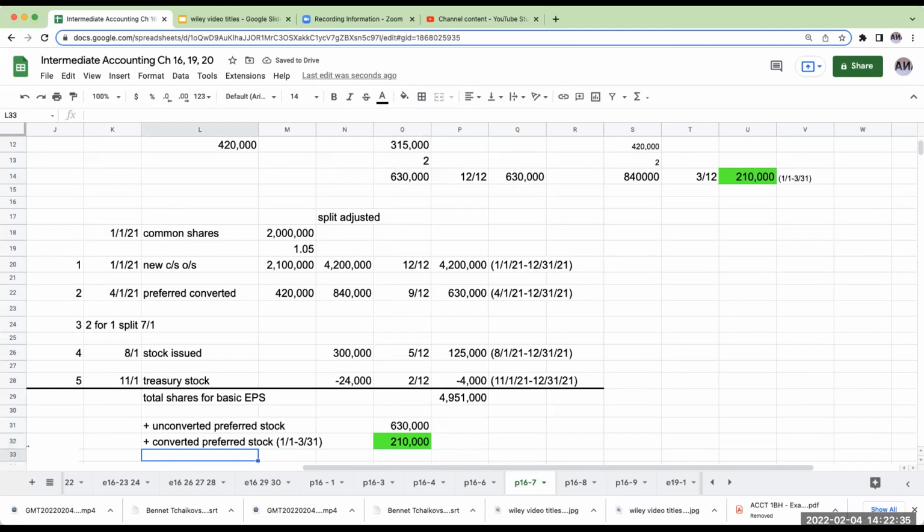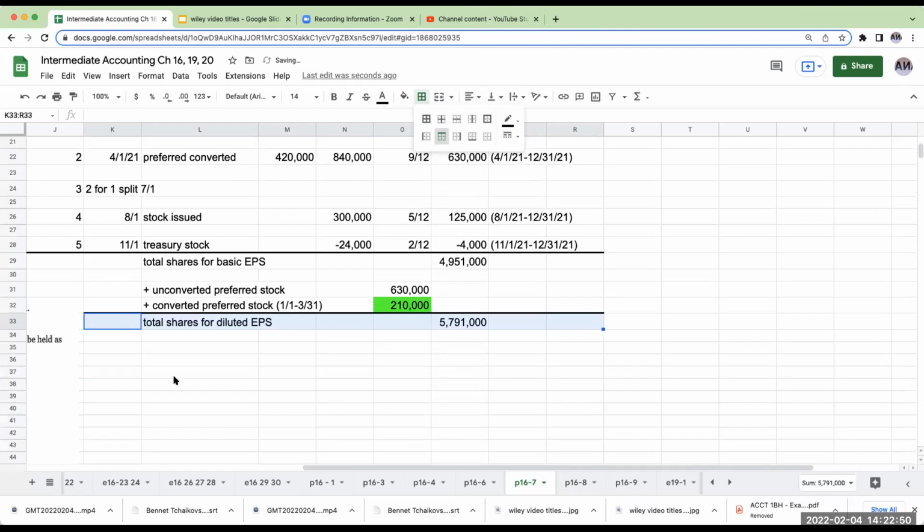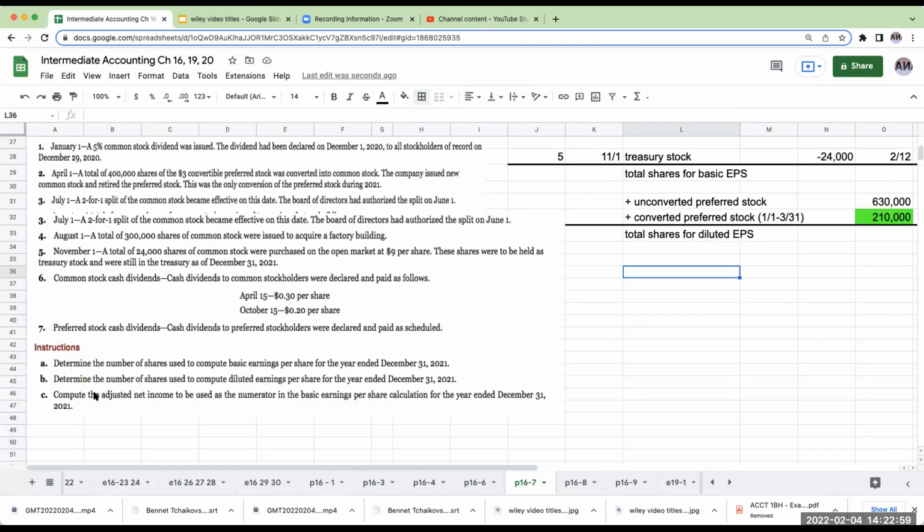So over here, my total shares for diluted earnings per share is going to be 4,951,000 plus 630 plus 210, or 5,791,000 shares. So for the next part of what I'm going to go through and do, it's asking me to compute the adjusted net income to be used in the numerator for basic earnings per share for the year ended December 31st, 2021.